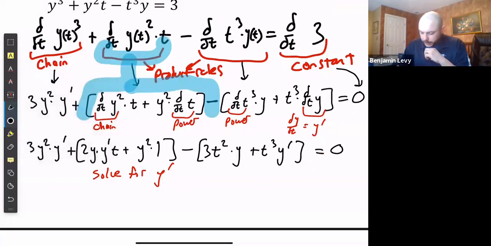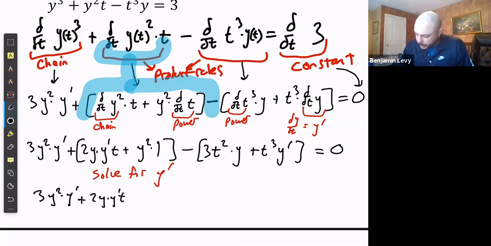So I'm going to do this in two steps. I'm going to get everything without a y prime and move it to the other side, and I'm going to keep everything with a y prime on the left. So 3y squared y prime is going to stay because it has a y prime. 2y y prime t is going to stay because it has a y prime. I'm going to move the y squared to the other side. And I'm going to move the 3t squared y as well, because it also doesn't have a y prime. And then this one is going to stay.